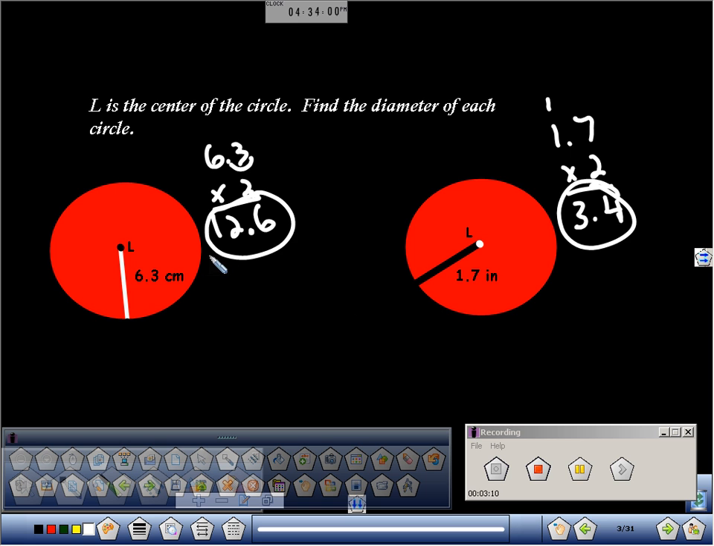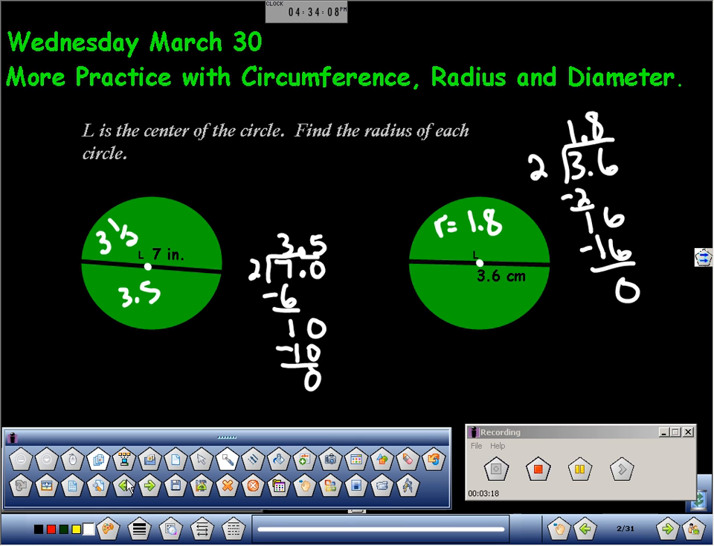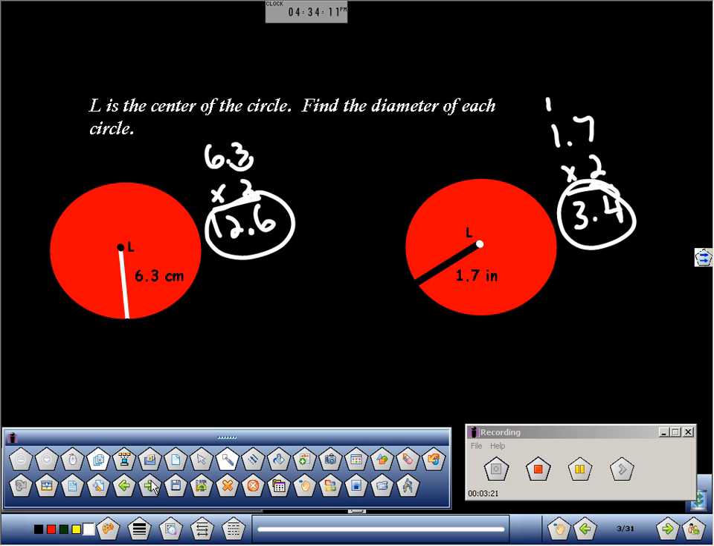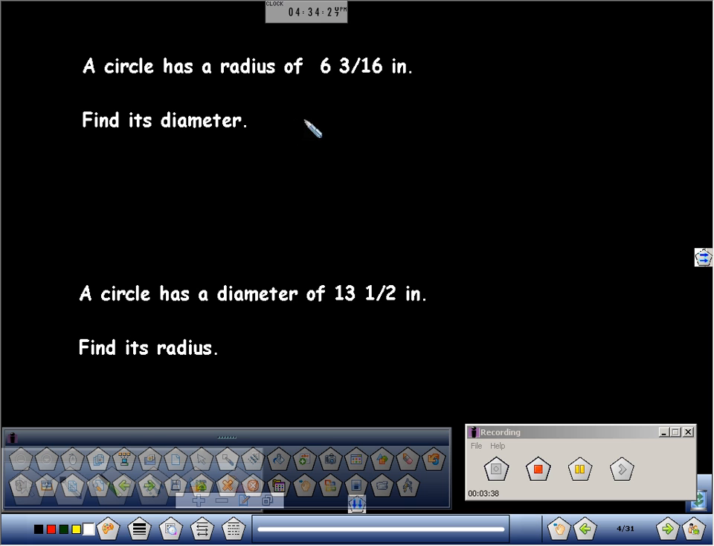Okay, so first we practiced how you take a diameter and cut it in half. Let's look back at that. Take a diameter, you cut it in half, divide by 2. If you have a radius, you multiply it by 2. Now the reason why we need to know that is because that's what helps you find circumference, but we'll get to that in a minute. Right here it says a circle has a radius of 6 3/16 inches. Find its diameter. So we have to take 6 3/16 and multiply it by 2.